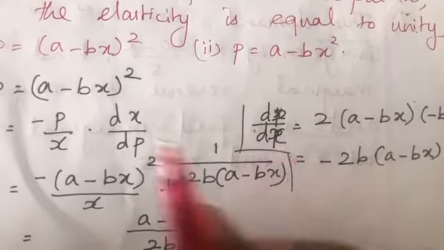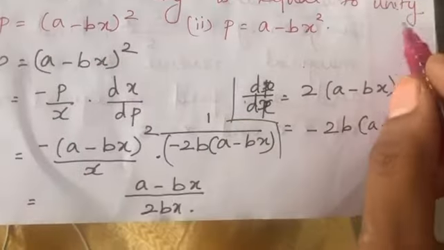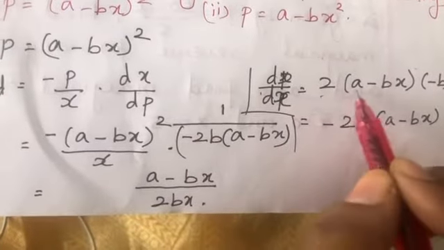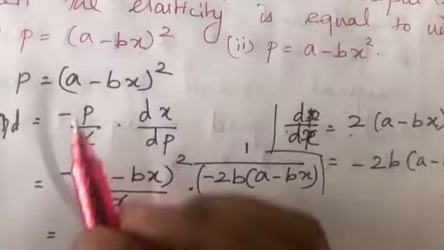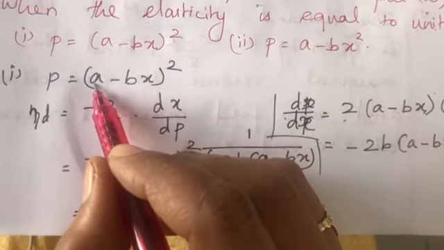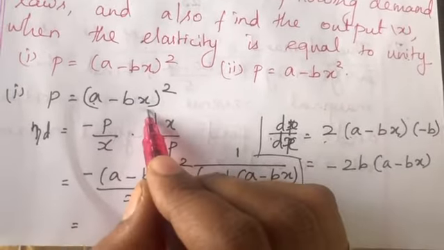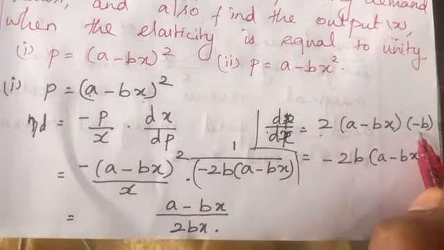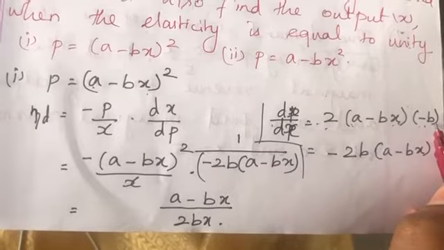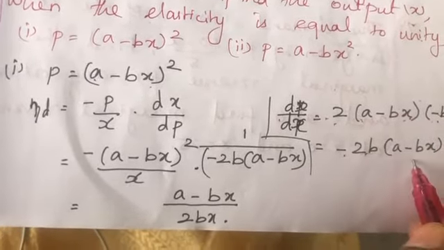dp by dx means the differentiation of this function. So 2 will go to the front, x power n and n into x power n minus 1. So 2 will go to the front, so 2 into a minus bx. But here we are having the function of x, a is a constant, so we couldn't differentiate it, that is 0. Minus bx differentiate, you get minus b. So 2 into a minus bx into minus b. So that is equal to minus 2b into a minus bx.